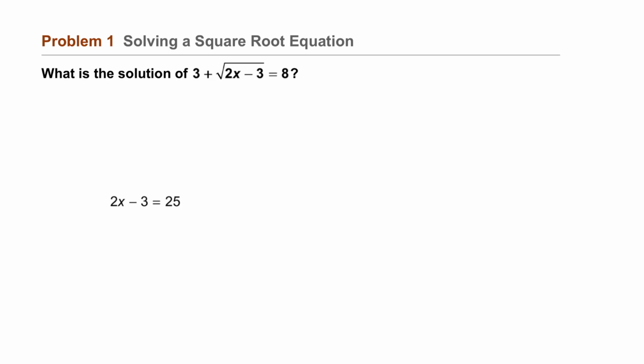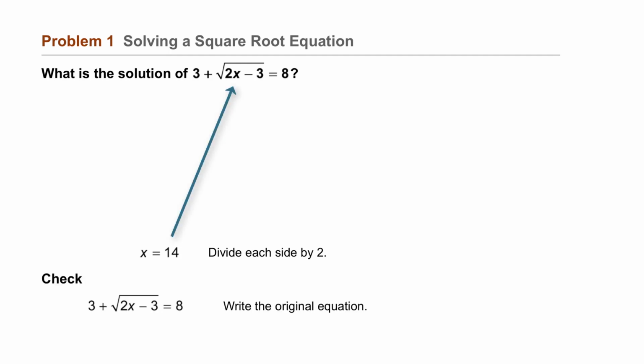Now we have a simple two-step equation where we will add 3 to each side before dividing each side by 2 and find that x equals 14. Now, of course, we should check our solution by substituting 14 for x in the original equation.